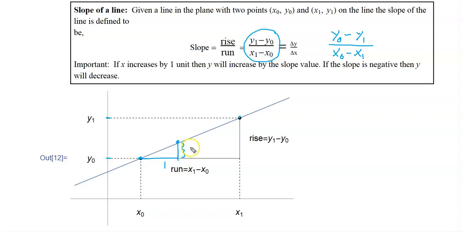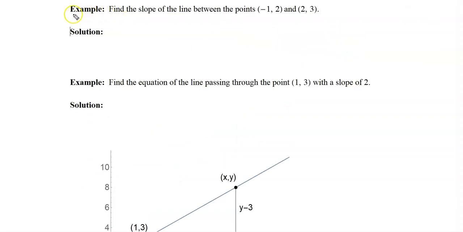So this would be the slope, whatever the rise over run would happen to be. And if this number is negative, then the y value would actually decrease. Now let's take a look at an example.